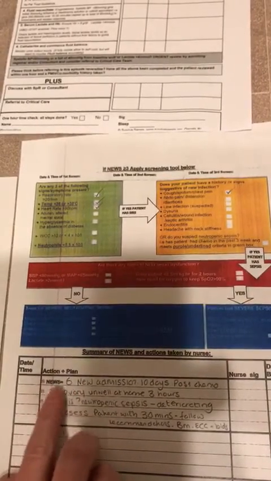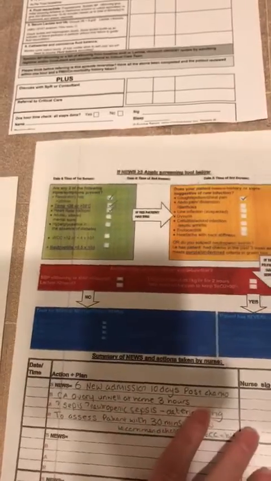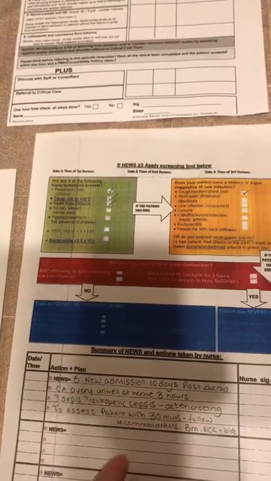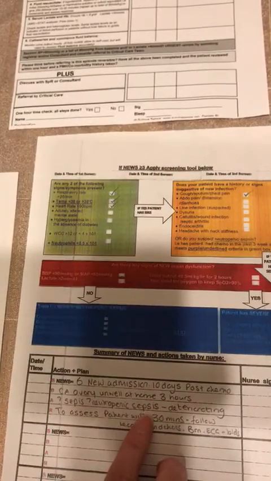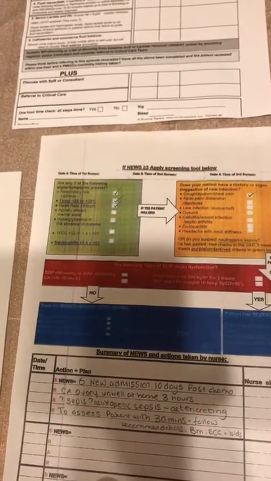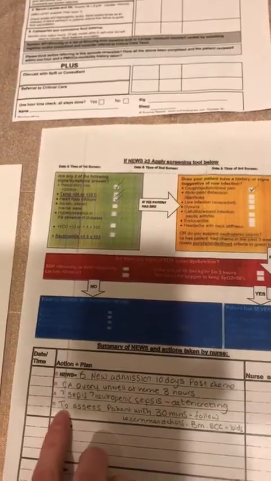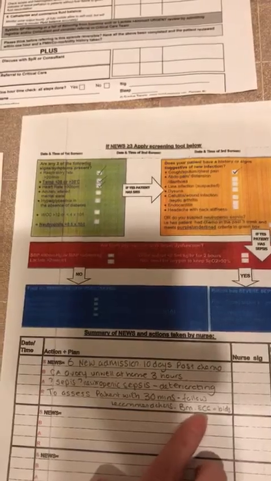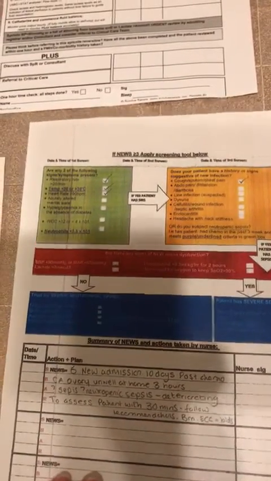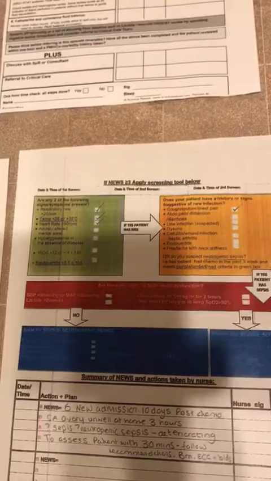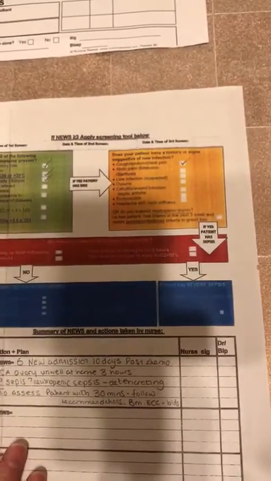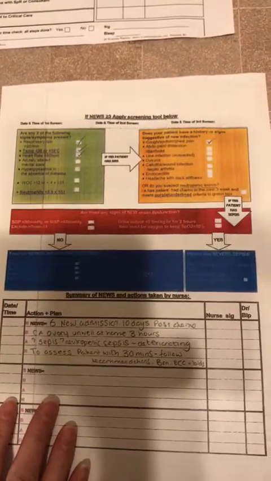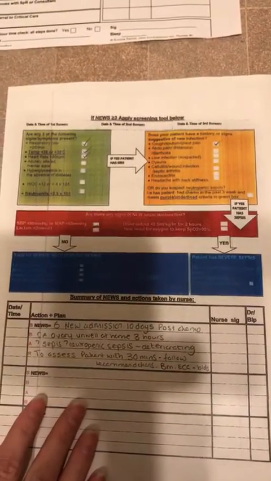So the situation would be NEWS of 6, new admission 10 days post-chemotherapy. She's a CA of ovary, unwell at home for 3 hours. Query sepsis, query neutropenic sepsis, and she is deteriorating. Recommendation would be to assess the patient within 30 minutes, follow recommendations, BM, ECG and bloods. Due to COVID-19, patients will present with raised NEWS and query sepsis.